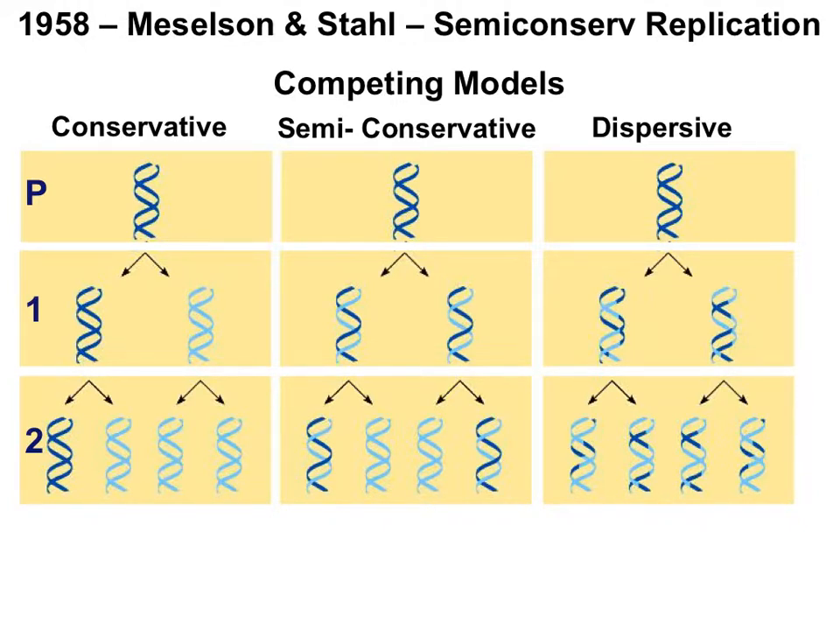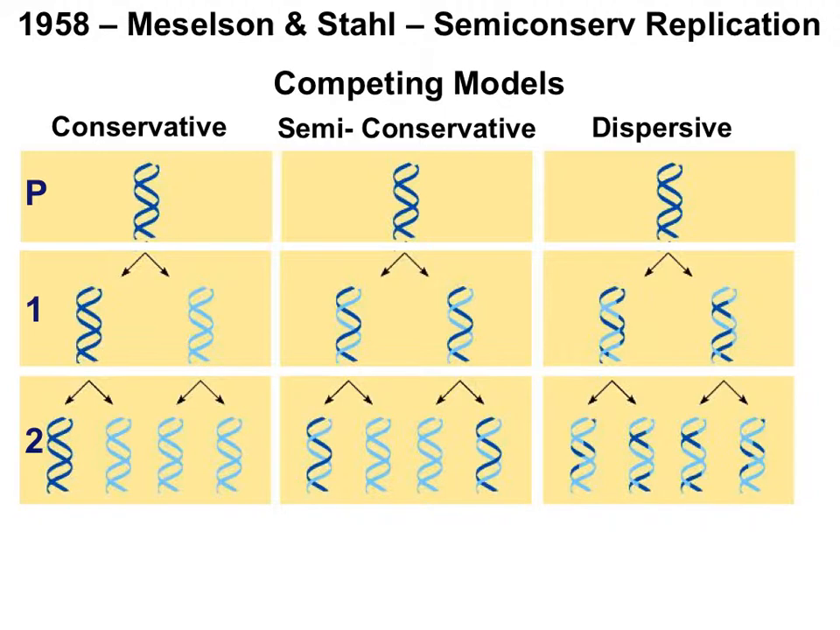Another hypothesis is semiconservative DNA replication. In that one, the original double-stranded DNA would be unzipped. Each original strand is used as a template for a new strand, but then the new strand stays coupled with its partner original strand. Finally, there's dispersive DNA replication.